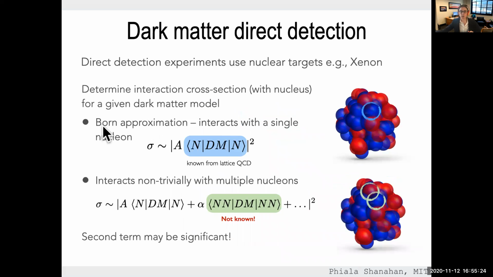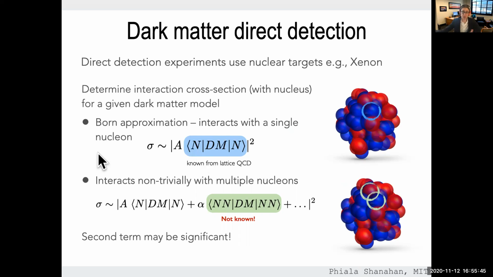And that's just the approximation that when your dark matter comes in and it hits the nucleus, it hits a single proton or neutron at a time. So you just scale your interaction of your dark matter candidate with a proton or neutron. This is something you can calculate precisely in lattice QCD. You just scale that by the atomic number, and then that gives you the cross section.